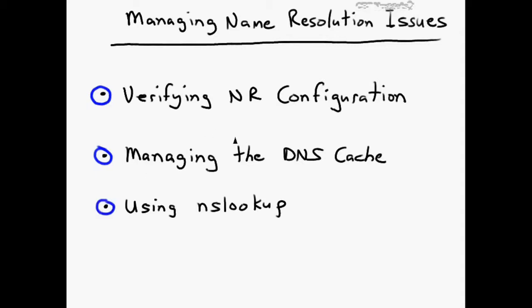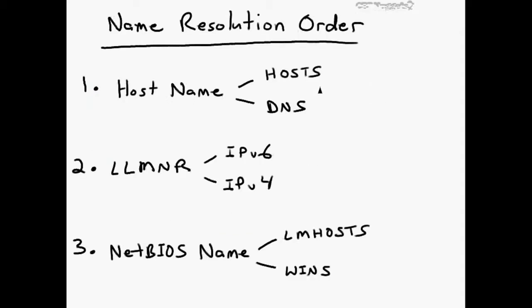Third, we'll examine nslookup. This is a TCP/IP standards tool. We're going to look, of course, at the Windows implementation of nslookup. Very handy for us administrators to use to verify DNS records and troubleshoot problems. Let's get to work. Name resolution order.